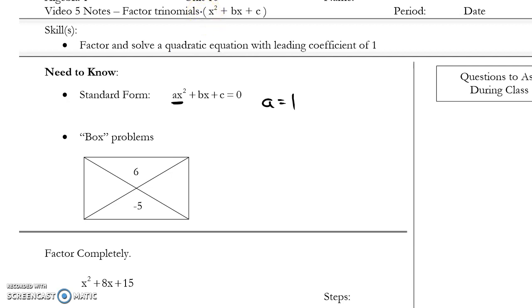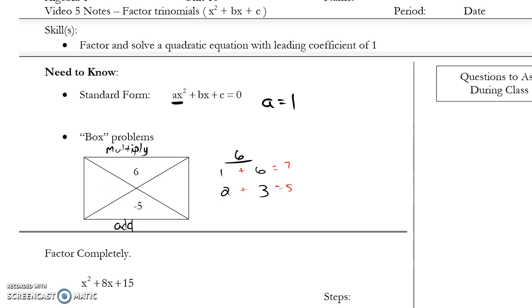And this is the first day where these box problems are going to make a big difference and really play a huge role. So you have to remember that these mean we have to multiply to whatever number's on top and add to whatever number's on the bottom. So the way I do this is take that 6 and figure out what multiplies to 6. Well, that's 1 times 6, or it's 2 times 3. Problem is, if I add these, 1 plus 6 is 7, 2 plus 3 is 5, nothing adds to negative 5.